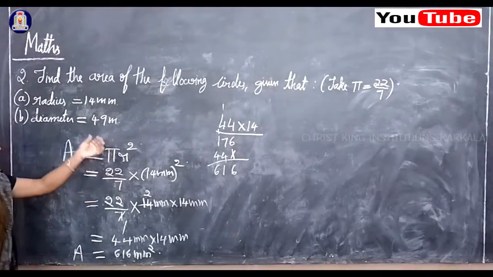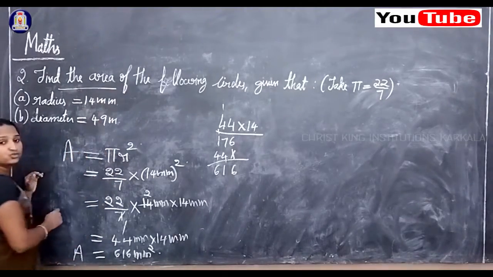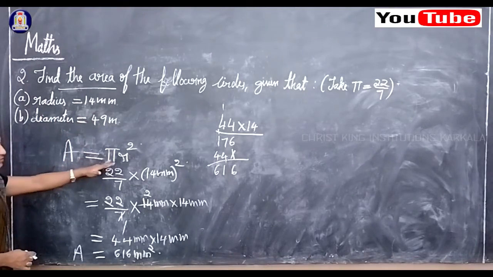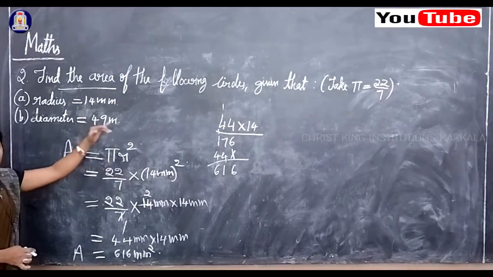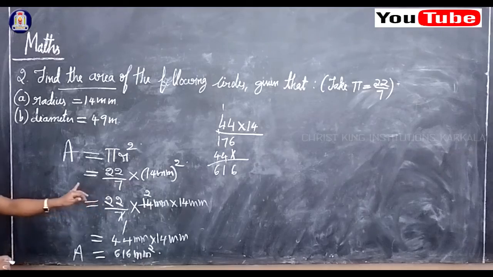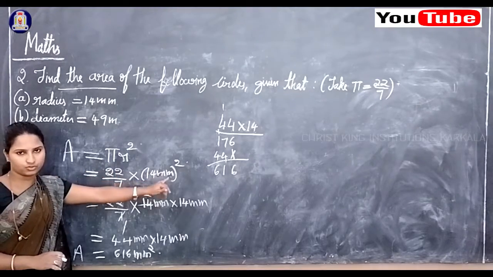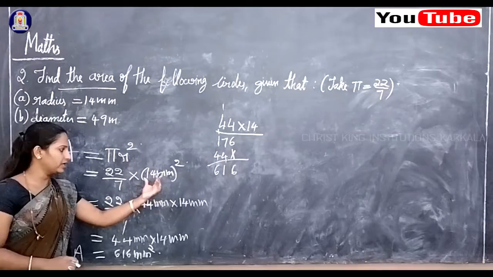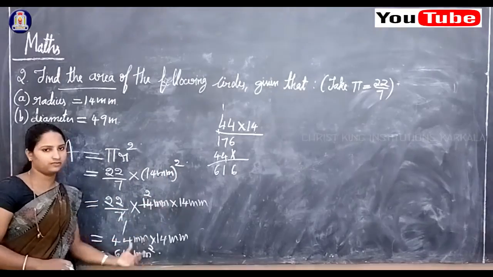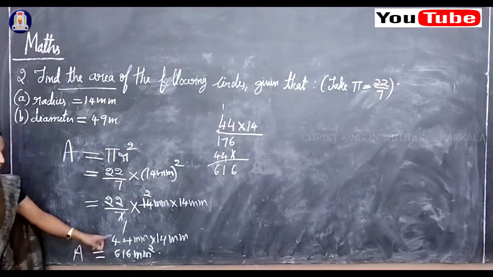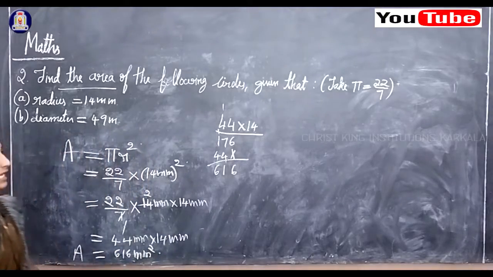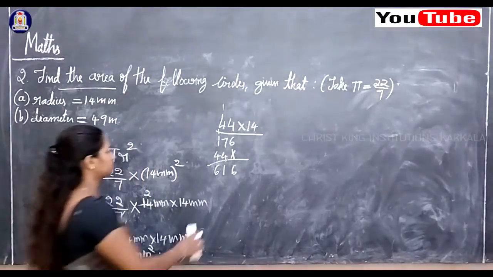What you have to do, read the question. Here they asked to find the area and what is given, the radius is given. So directly you have to use the formula A is equal to pi r square. So the pi value you know, 22/7. So r is 14 mm the whole square. 14 mm whole square means 14 into 14. So 14 into 14, 7 divides 14. So if you multiply, we get 616 millimeter square. That is the area of the circle.